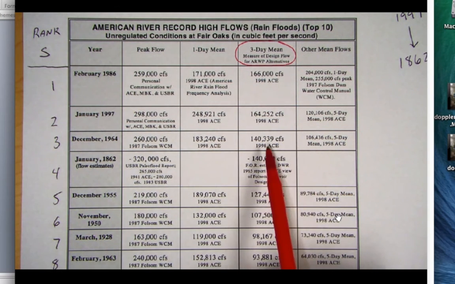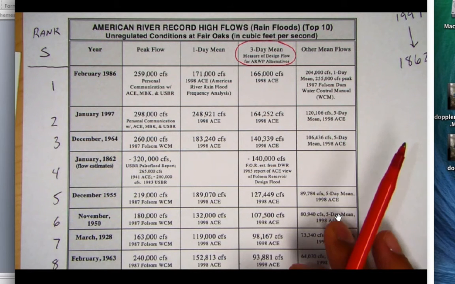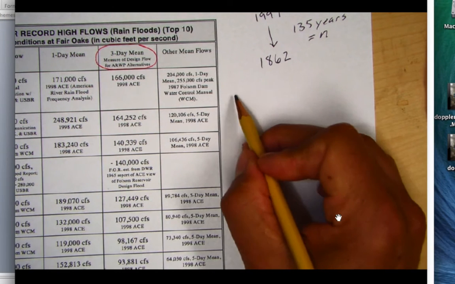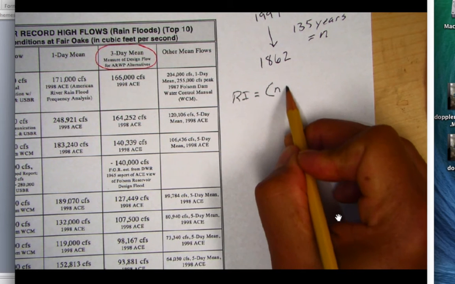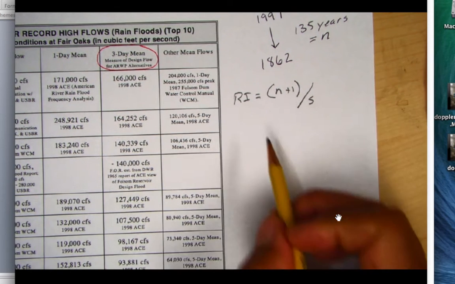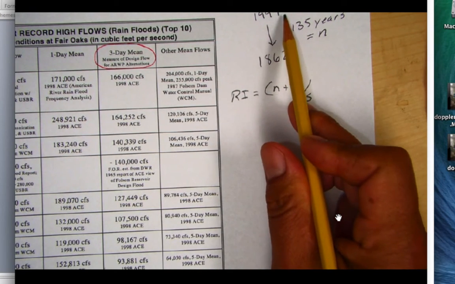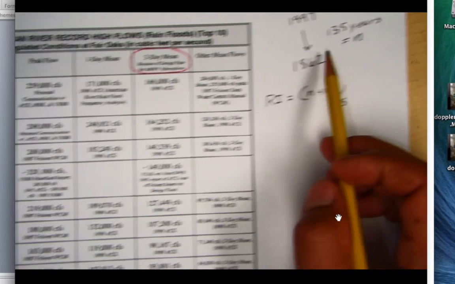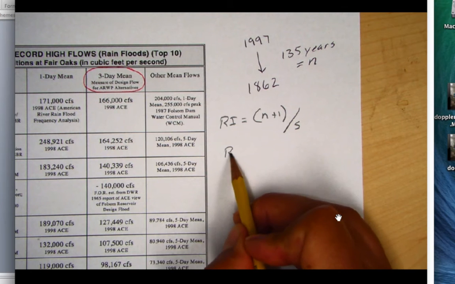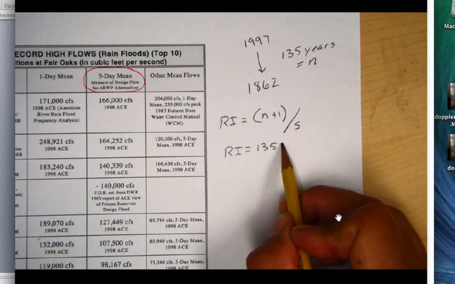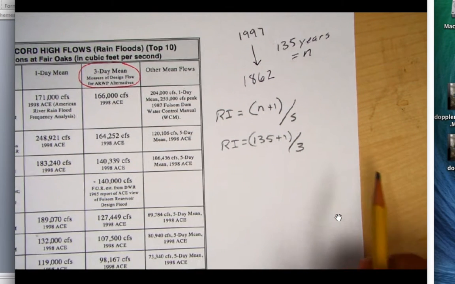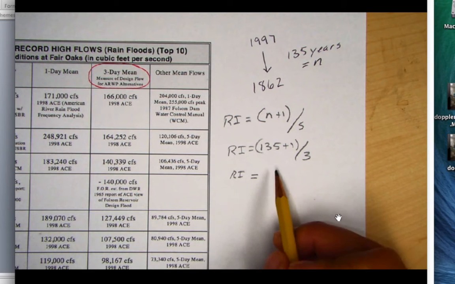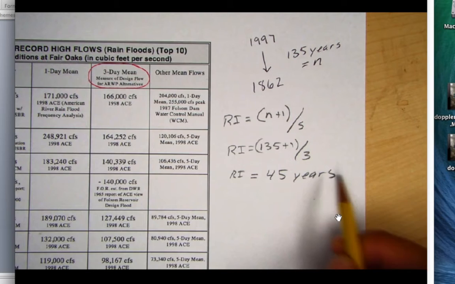So for example, let's look at rank number 3 here. What we'll do is take our formula: the recurrence interval equals the number of years on record plus 1, divided by the rank. We know that between 1997, which is the most recent number on this chart, and the oldest number, 1862, we have 135 years. That's how I get the number of years on record. So we have 135 years plus the 1 year, and we're going to do rank 3. When we do the math, it'd be 136 divided by 3. So the recurrence interval for this would be about every 45 years. So this would be the 45-year flood.